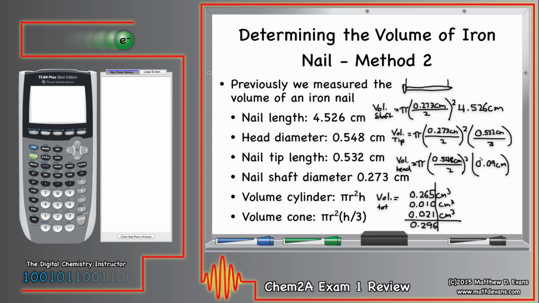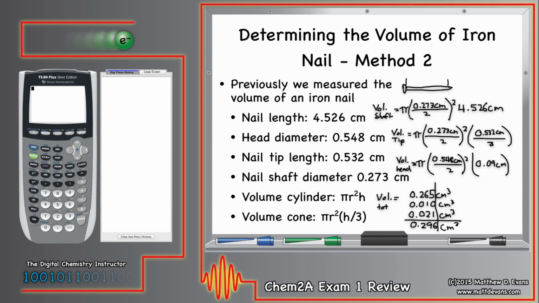So I've got 3 separate volume values, and I got to finally add them together. And I've got all these things pre-calculated. I didn't want to waste time in this video doing this, but I entered them into the calculator: 0.265, 0.010, 0.021, and with sig figs in mind, I'm going to round this way. So 0.296 cubic centimeters, and that compares pretty well to the grad cylinder method that I got before. So either way. Now I do want to show you how to enter one of these calculations into the calculator just for a little more practice.